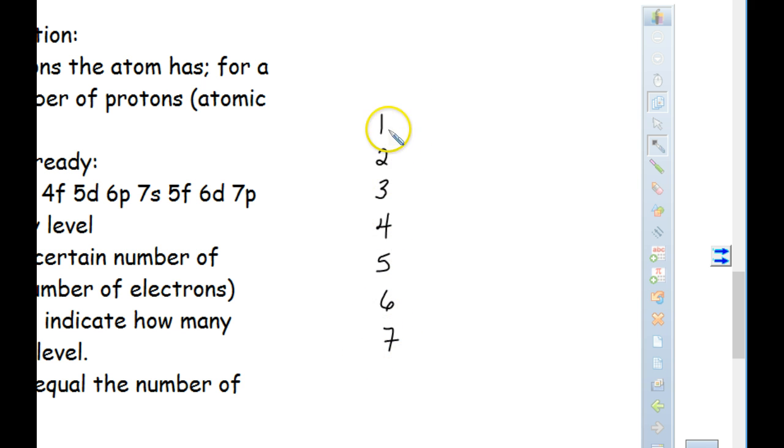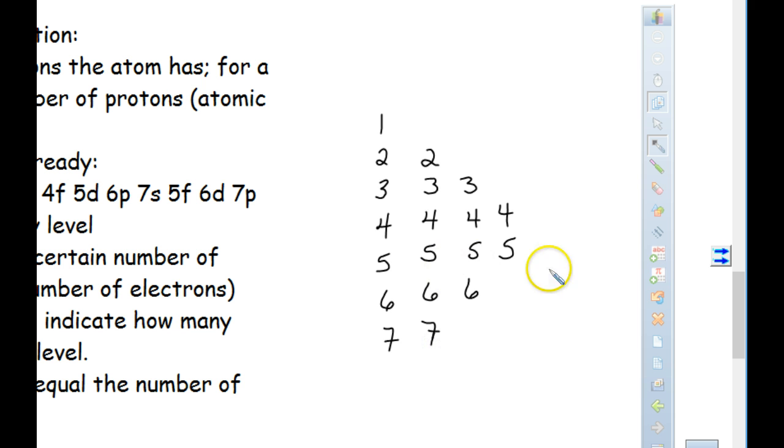So energy level 1 only has 1 sublevel. Energy level 2 has 2. Energy level 3 has 3. 4 has 4. 5 has 5, but there isn't an atom large enough to actually utilize that 5th one there. That would go there. And then there's the 6th and 7th. Notice that it creates sort of a triangle shape.